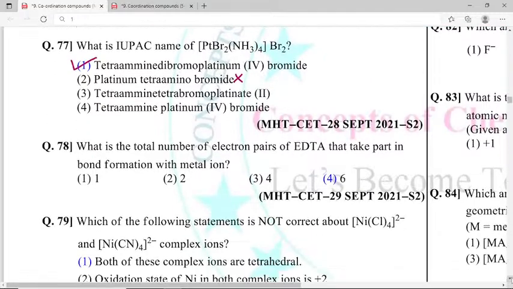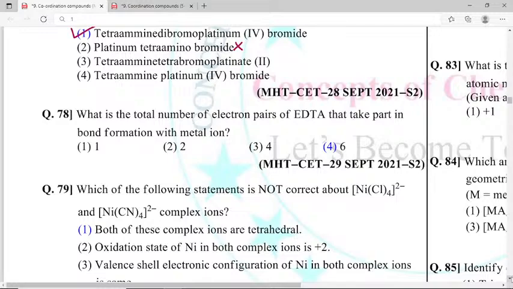Next option. What is the total number of electron pairs of EDTA that take part in the bond formation? Number of electron pairs is called the donor atoms. So 6 donor atoms are there. Hexadentate ligand. So it is called a hexadentate ligand.